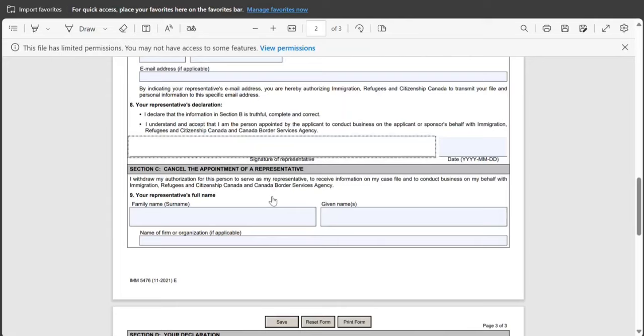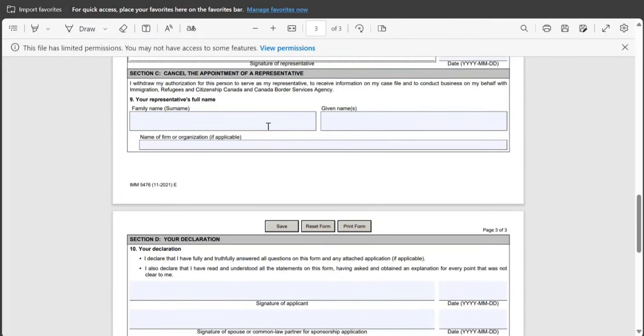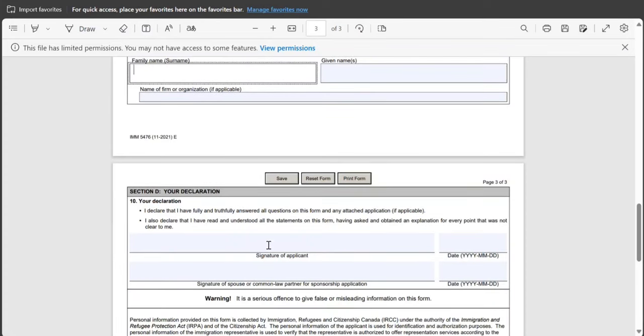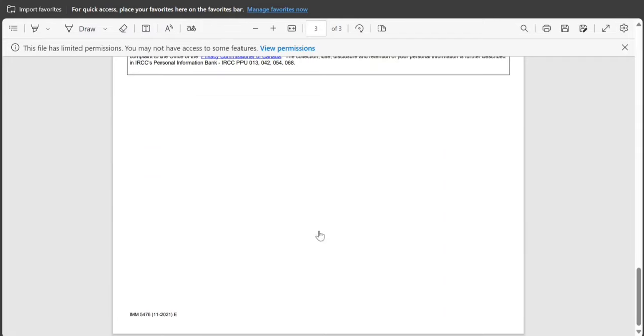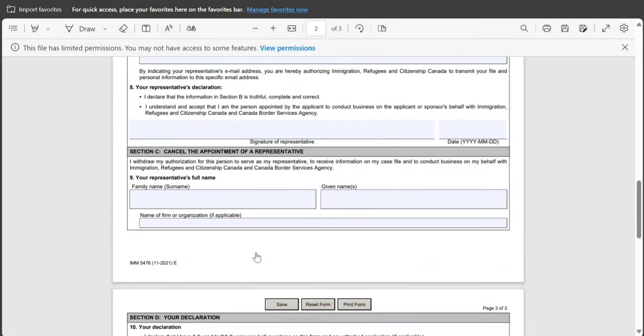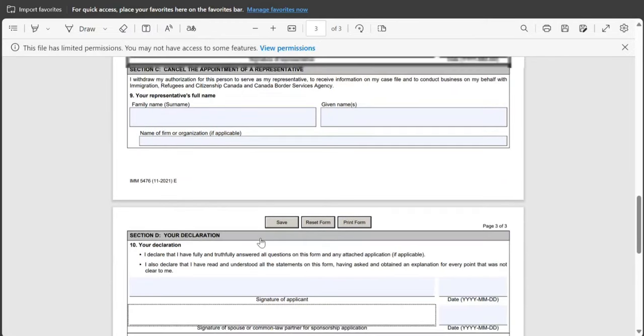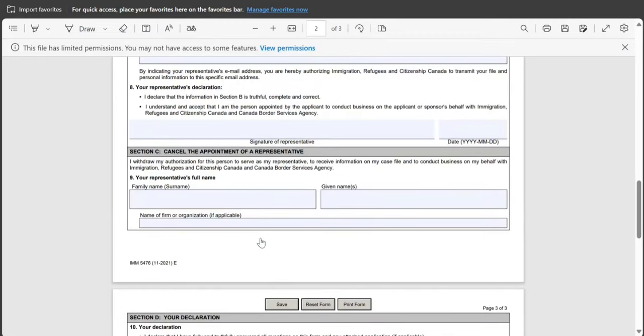It's not just me. Now if you're canceling, similarly you need to provide their name, their organization, and your declaration, your signature as the applicant that you are canceling someone, and a spouse or common law partner if it's a sponsorship application, then both. Okay. D is definitely important, and A and D you always do, while B and C are based on the scenario. So that is how it works, guys.